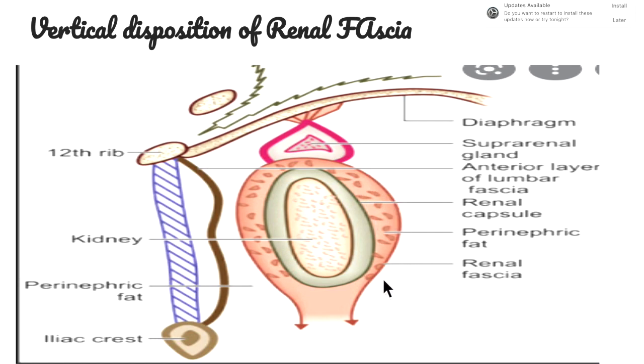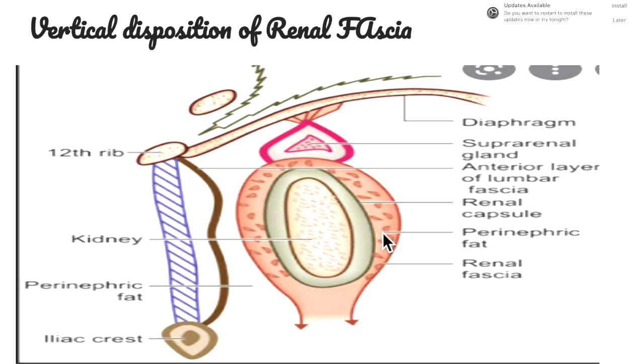This is the anterior layer of the renal fascia and this is the posterior layer. Both these layers unite together at the upper pole and then they split into two layers here to enclose the suprarenal gland inside. After enclosing the suprarenal gland, again they form one ligament that is known as the suspensory ligament of the suprarenal gland, which attaches to the underneath surface of the diaphragm. This is the diaphragm. So this is one of the reasons for the movement of the kidney during respiration.